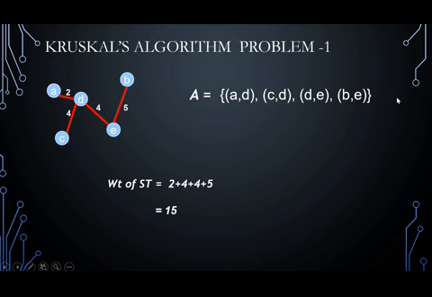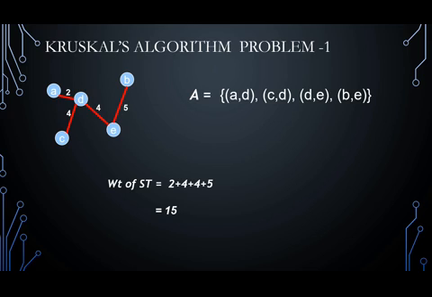So after joining all this, what is our next job? Find the total weight of the spanning tree. So the weight of the spanning tree is 2 plus 4 plus 4 plus 5. This is your first standard addition. Add it up. 4 plus 4 is 8, plus 2 is 10, 10 plus 5 is 15. So the weight of the spanning tree is 15 units. Isn't it simple? Isn't it easy?